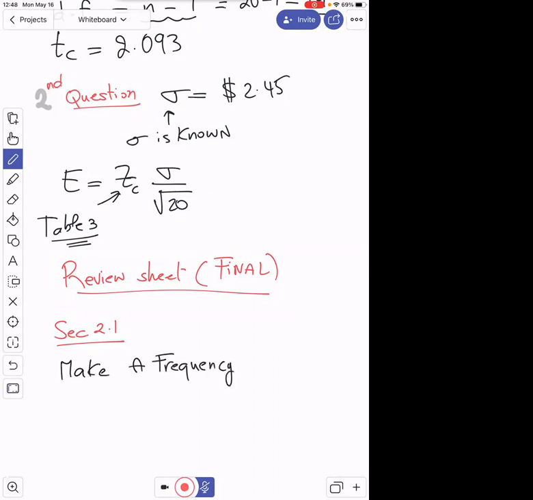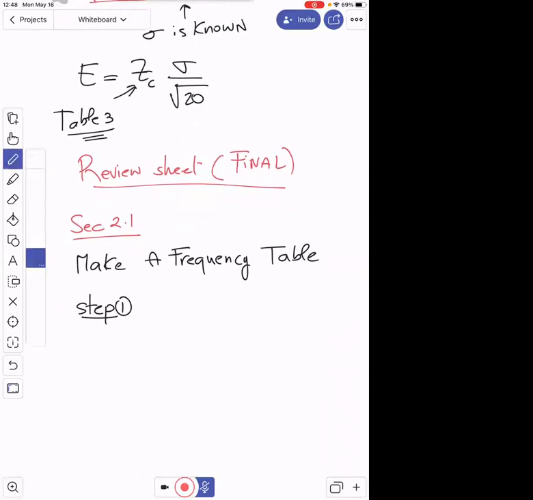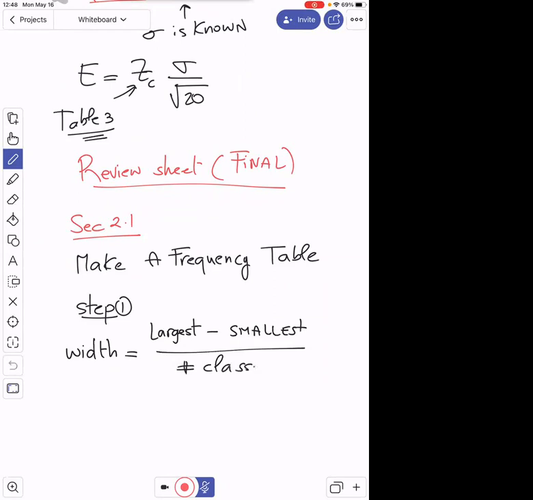Just to remind you of the main formula, which is the width of each class. So this is a frequency table. The first step, whenever you want to make a frequency table, is to compute the width of your classes or intervals. You take the largest data value minus the smallest data value, and then you divide by the number of classes. Again, it's the number of classes, not the number of your data values.